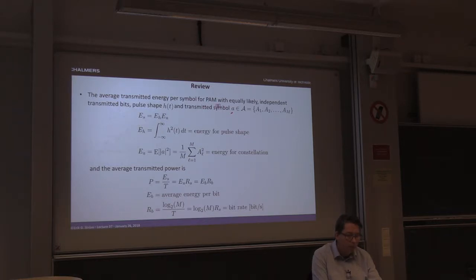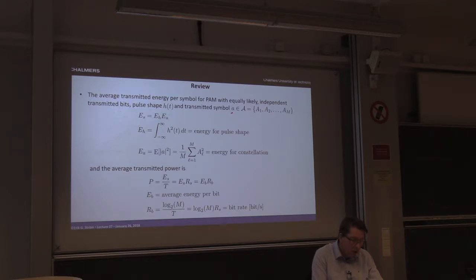So if the bits are equally likely and independently transmitted, then we know that A, the amplitude, is uniformly distributed over these amplitudes. All of these amplitudes are equally likely, so they are transmitted with probability 1 over M. And then we can calculate the average energy per symbol as the product of EH and EA. EH is the energy of the pulse, and EA is the energy for the constellation, which is defined as the expected value of the magnitude squared of the transmitted amplitude.